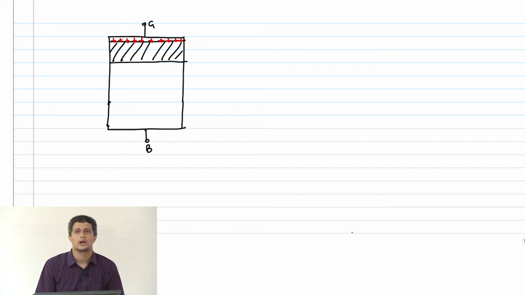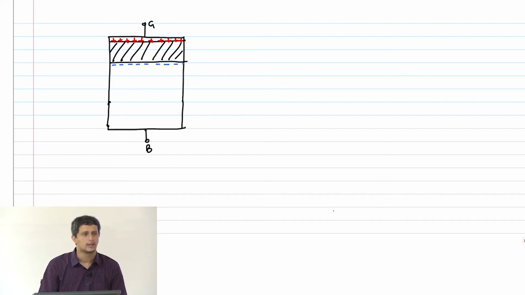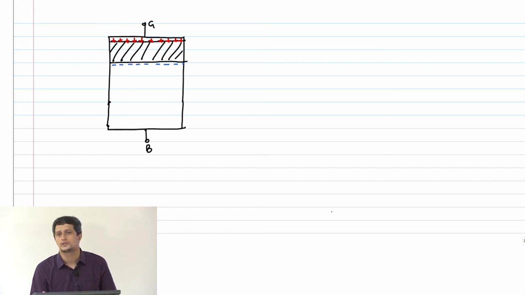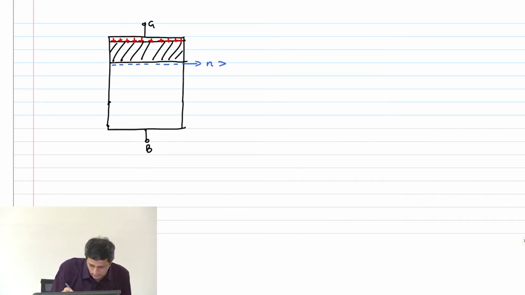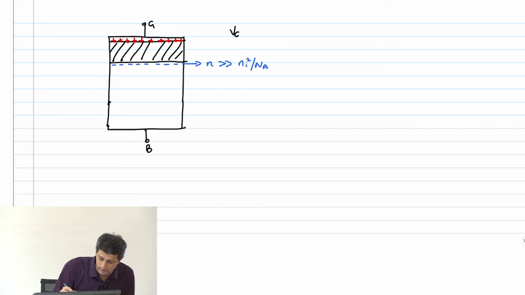So why can't electrons get attracted? Okay, but let's do a thought experiment. Suppose I attract free electrons here. Forget about holes getting repelled, let's say. Then you agree that as I keep increasing my VGB, this will start becoming more and more and more, right? Which means at the surface, I am going to have an electron concentration which is different from that of my bulk. So here, electron concentration will be greater than Ni squared by Na if VGB is greater than 0. Okay.